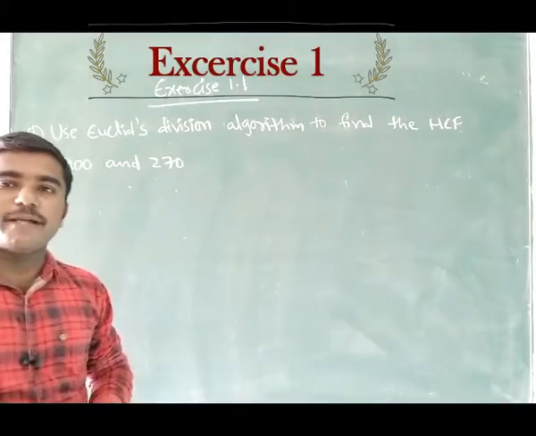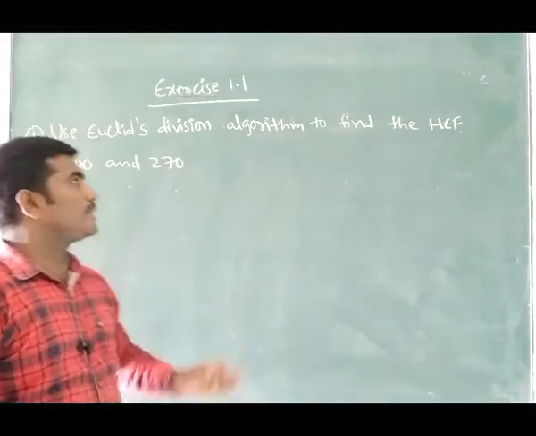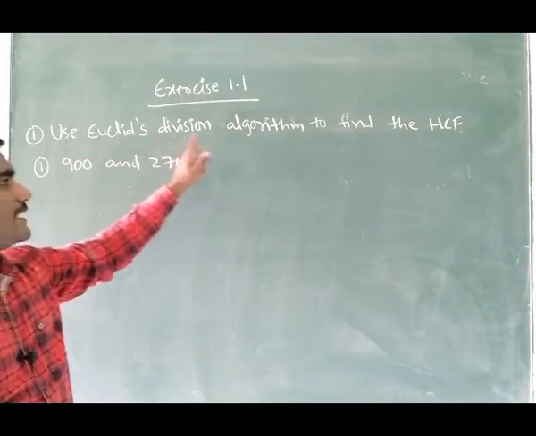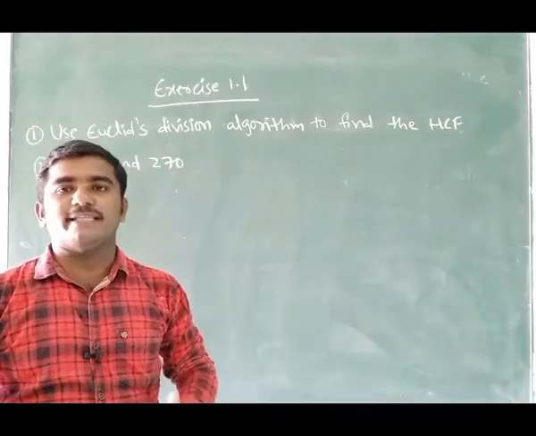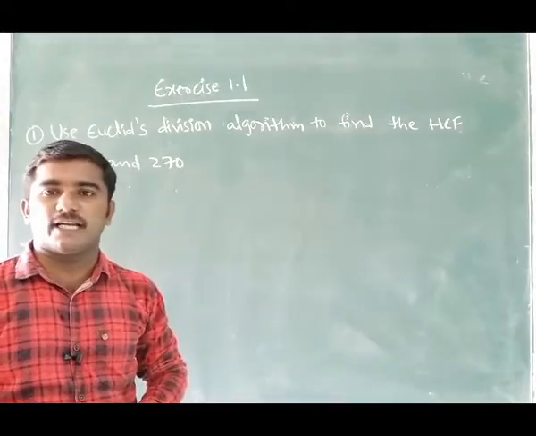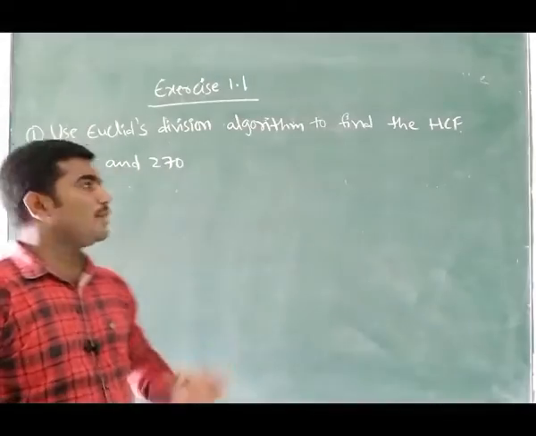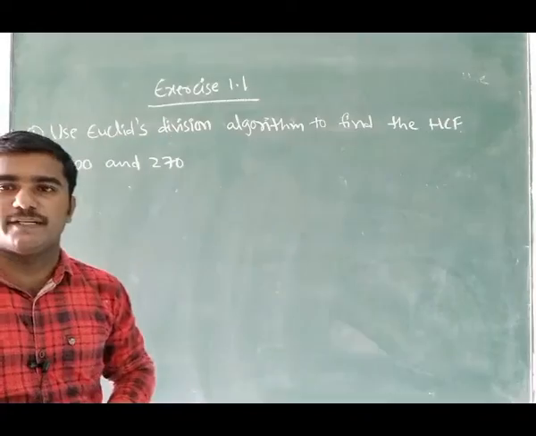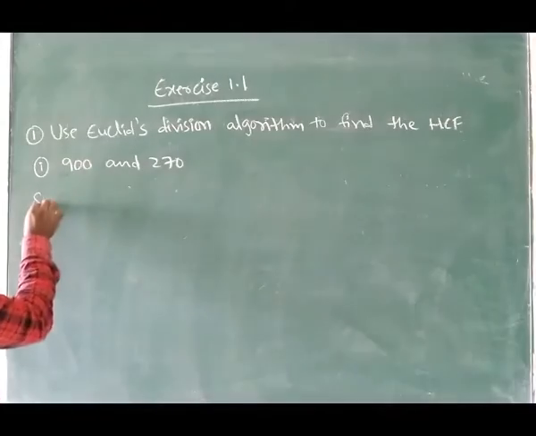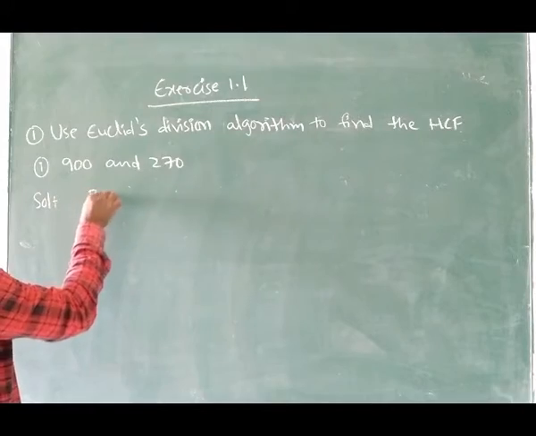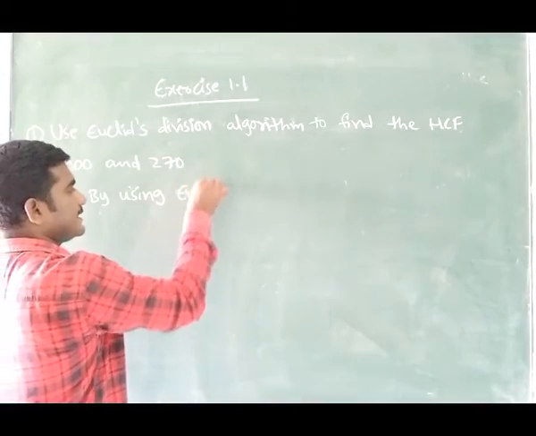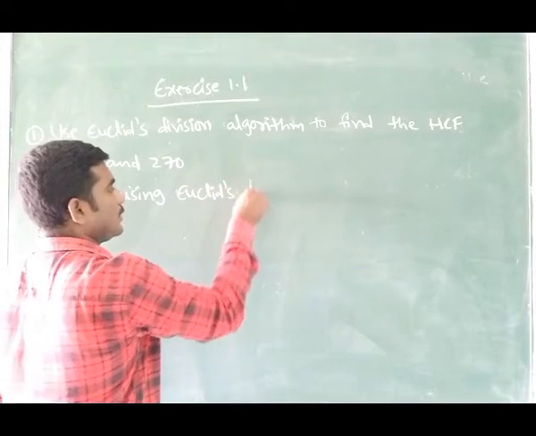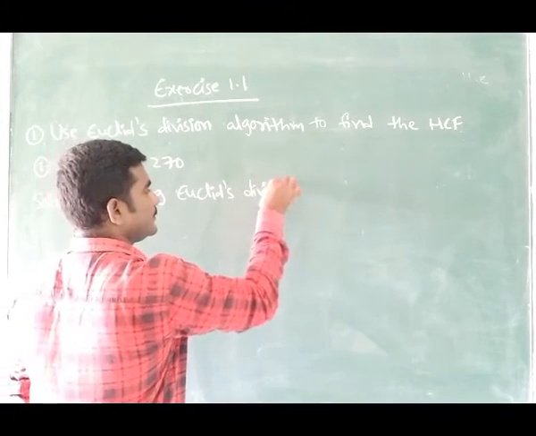Next, exercise 1.1, the first bit. What is the first bit? Use Euclid's division algorithm to find the HCF. Already we discussed how to find the HCF by using Euclid's division algorithm or Euclid's division lemma. The first question is 900 and 270. So when you do this 900 and 270 by using Euclid's division lemma or Euclid's division algorithm.